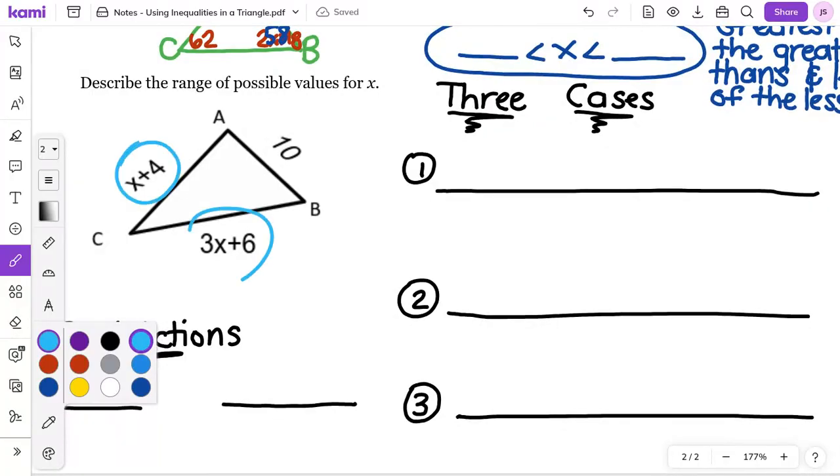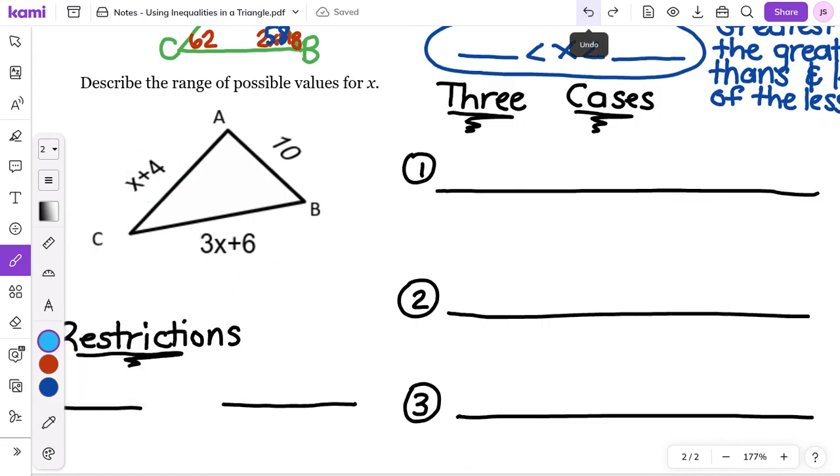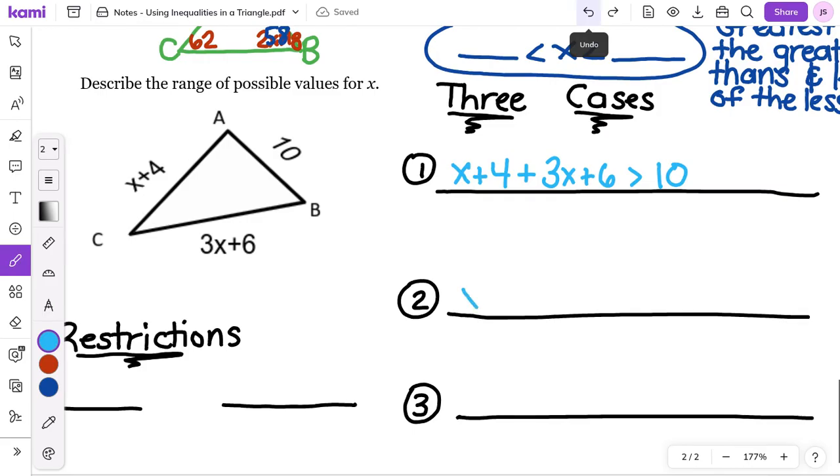So I know if I add up x plus 4 and 3x plus 6, well, that must be bigger than 10. So that's going to be my one possibility. X plus 4 plus 3x plus 6 is greater than 10. And I'll solve that in a second. Then I want to do my next one. Well, x plus 4 and 10 must be greater than 3x plus 6. And then I'm going to do the last possibility, right? 10 and 3x plus 6 must be greater than x plus 4.